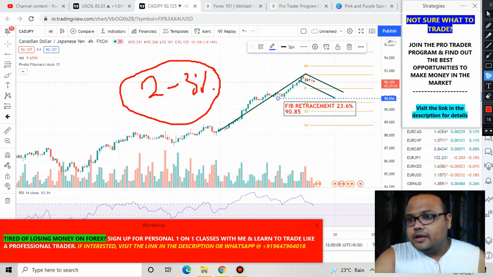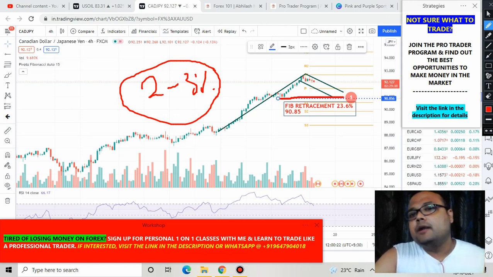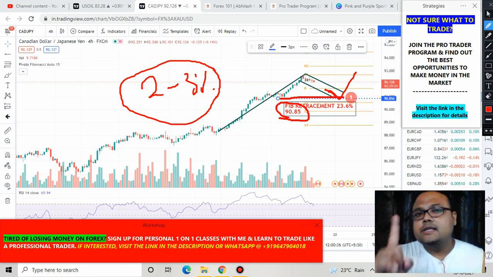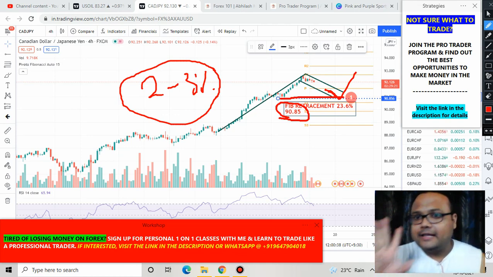So the first trading opportunity is the level of 90.85. Yes, the market is retracing right now, so there is a possibility of the market testing the level of 90.85. In case the market comes down to the level of 90.85, there is a possibility of the market bouncing. Why? Because see, this is a Fibonacci retracement level of 23.6%. So if the market comes down to the level of 90.85 and bounces, you can go for a buy. This is your first trading opportunity on the CAD JPY chart.